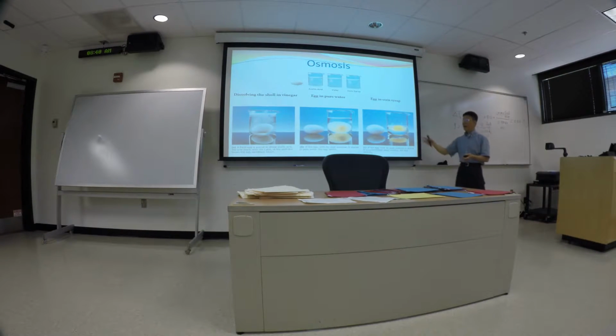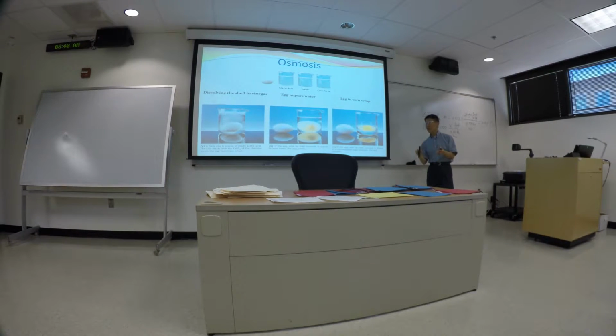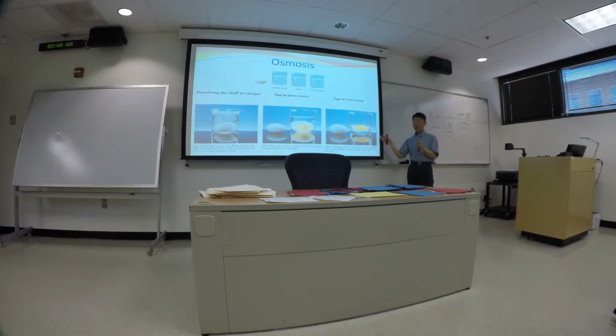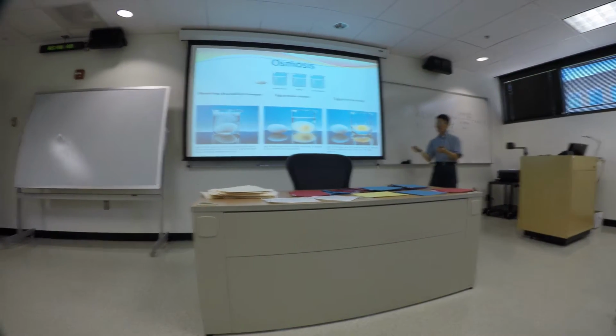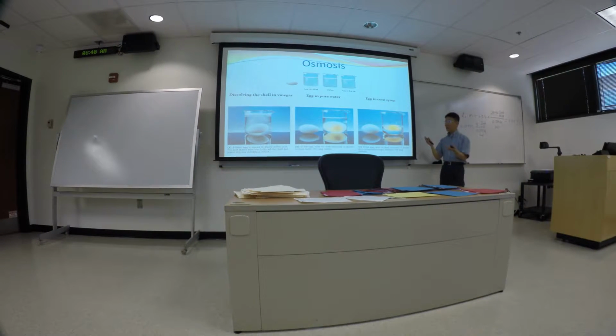Okay? However, if you take that same egg and put it into corn syrup, now corn syrup has lower water concentration compared to what's inside the egg. So in this case, the water inside the egg will make an attempt to move out of it in order to equalize the water concentration, if you will. So you see the egg start to shrink. So this is the process of osmosis there.